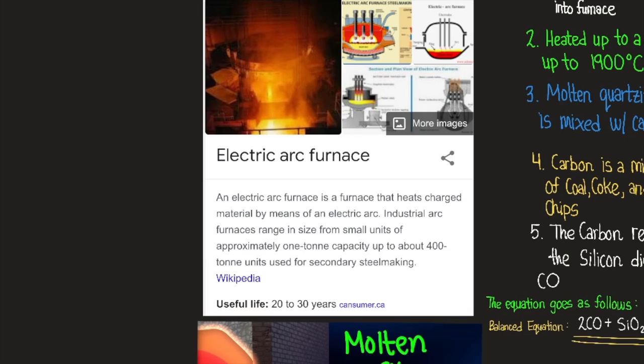So what is an electro arc furnace? Because this is what's used to produce the silicon as it's melted and stuff. So an electric arc furnace is a furnace that heats charged materials by means of an electric arc. Industrial arc furnaces range in size from small units of approximately 1 ton capacity up to about 400 ton units used for secondary steelmaking. So its useful life is 20 to 30 years according to consumer.ca.